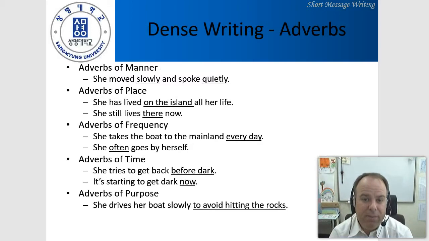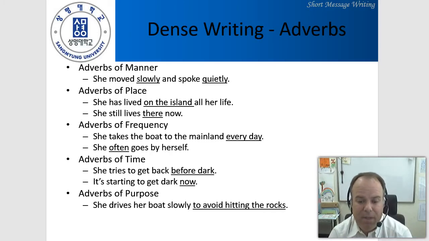Another way to make dense writing is to include adverbs to describe, of course, verbs, right? So we have adverbs of manner. She moved slowly and spoke quietly. Of course, you recognize that ly of the adverbs. The most common adverbs are ly words. Adverbs of place. She has lived on the island all her life. She still lives there now. Adverbs of frequency. She takes the boat to the mainland every day. She often goes by herself.